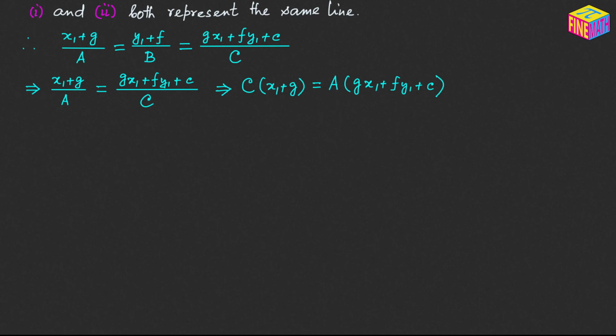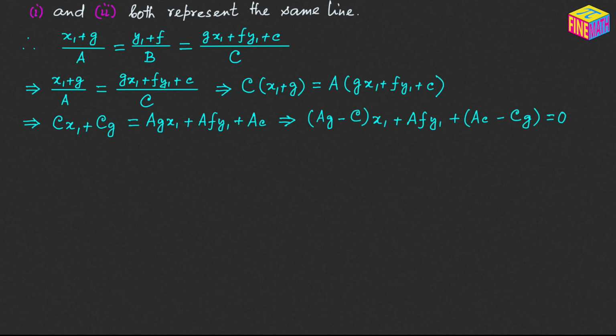And then let's remove the parenthesis, and from here let's bring all the terms with x sub 1 together, and then y sub 1 terms separately, and then constant terms separately. The equation can be written like this, and let's call it equation number 3. So here we have an equation in x sub 1 and y sub 1. Let's try to come up with another equation.